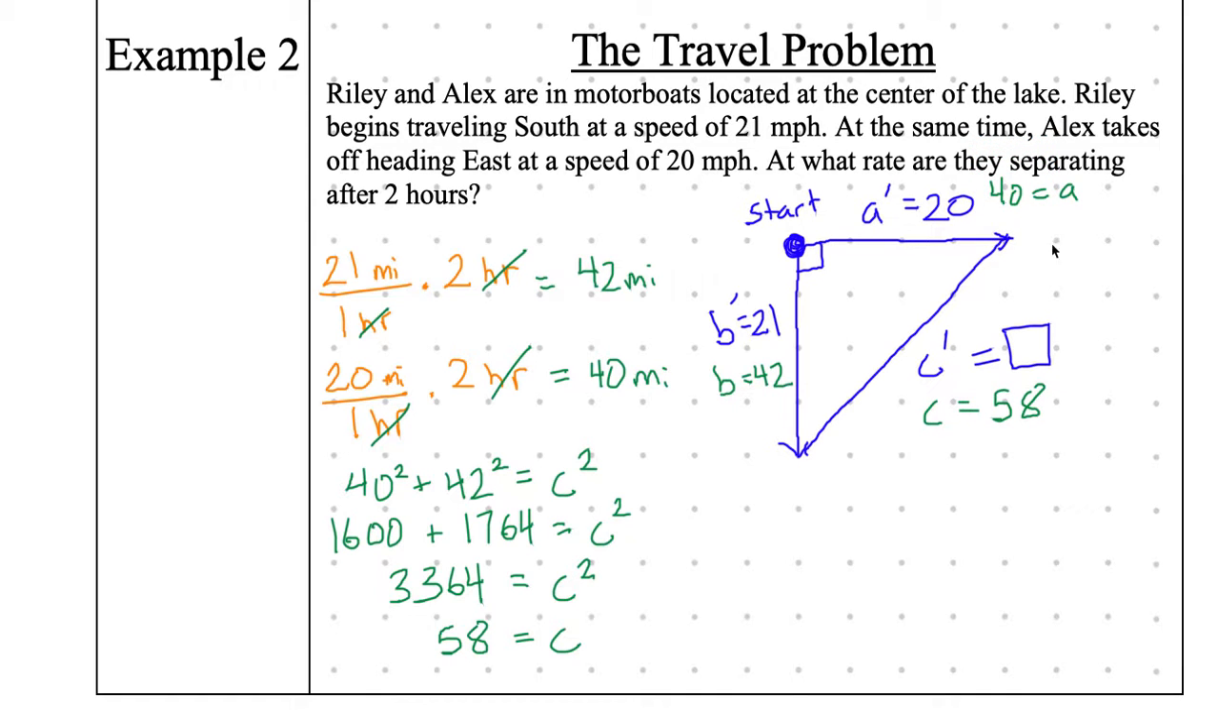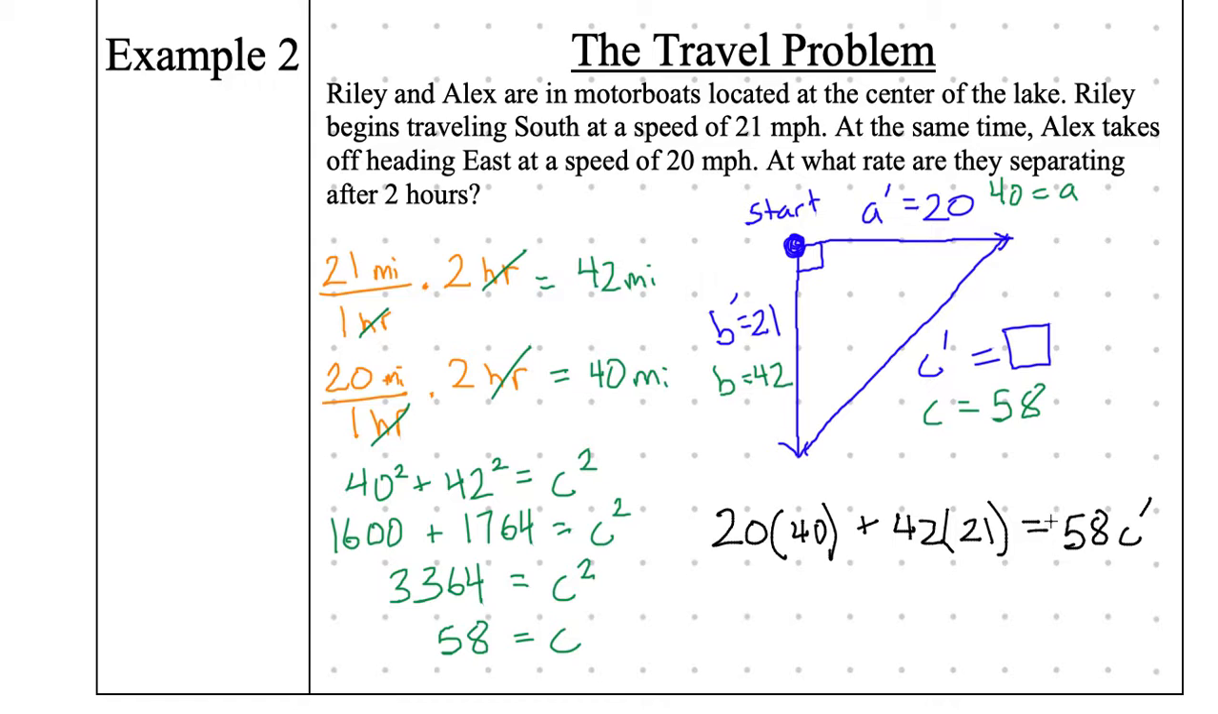From there, fill into the equation. Again, our equation is A A prime plus B B prime is equal to C C prime. So we have 20 times 40, plus 42 times 21, equals 58 C prime.